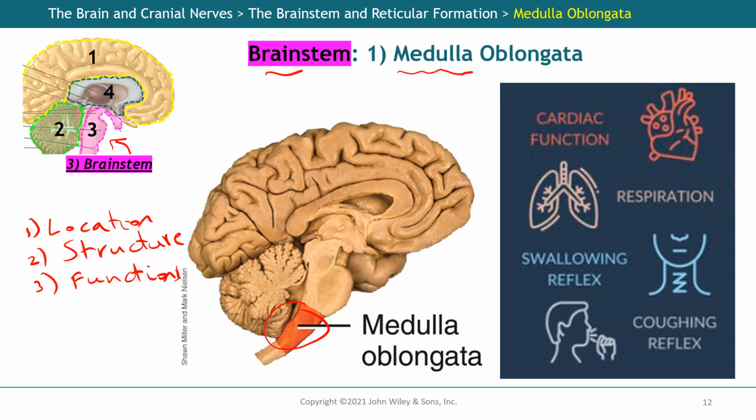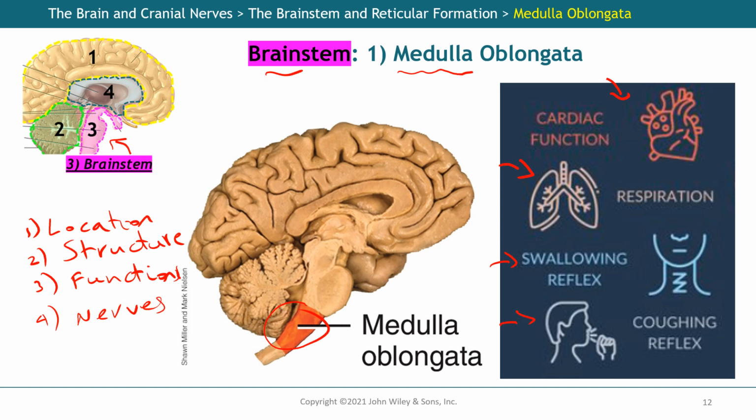So for example, the heartbeat is regulated by the medulla oblongata in collaboration with other structures of the brainstem and the cerebellum, respiration, swallowing reflex, coughing reflex. There are a lot of things that are also involuntary that are regulated by the brainstem. And also, finally, we're going to talk about the different nerves that are related to the medulla oblongata.